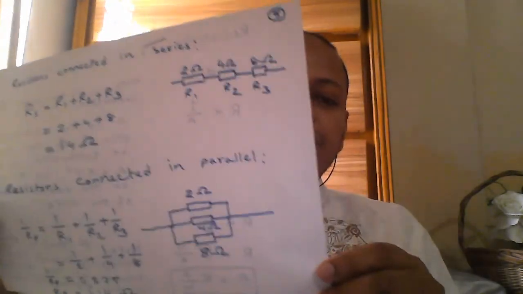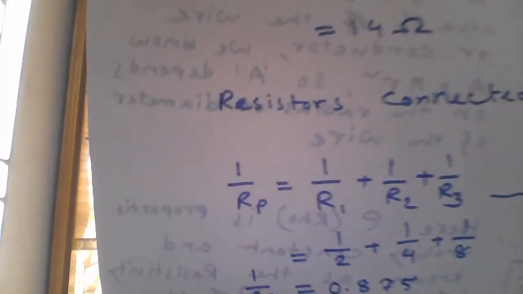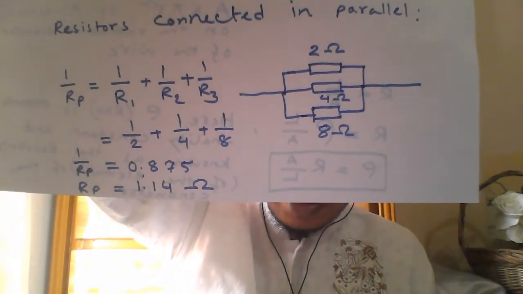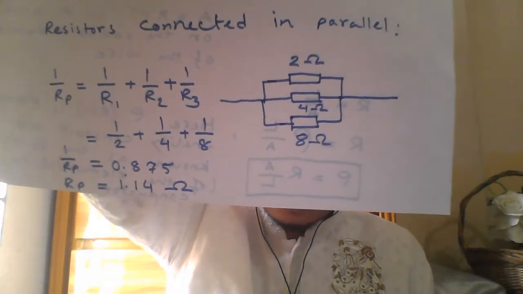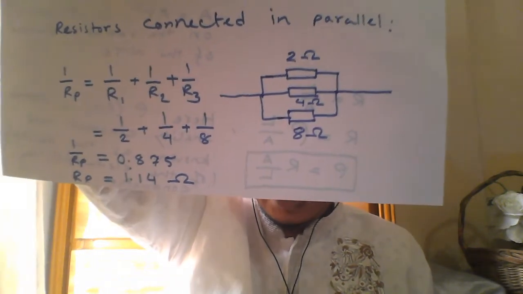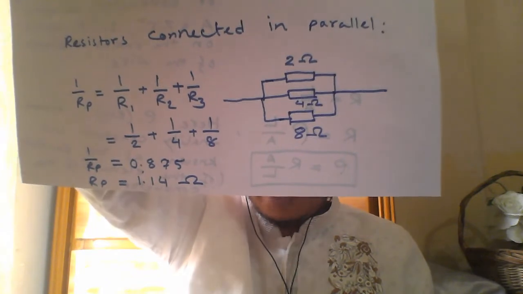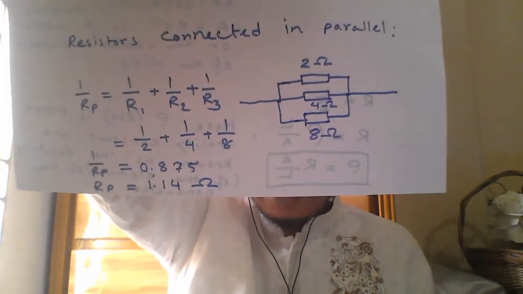Now if the resistors are connected in parallel, you know that if they are connected across each other, I am showing you the diagram here. See the diagram of parallel connections. Here the three resistors, 2 ohm, 4 ohm and 8 ohm resistors, they are connected across each other, and see in the left side and right side, they are meeting at one point. That's why this is called parallel combinations.